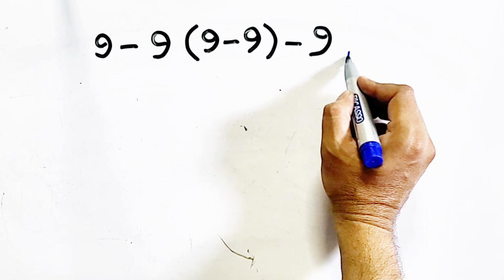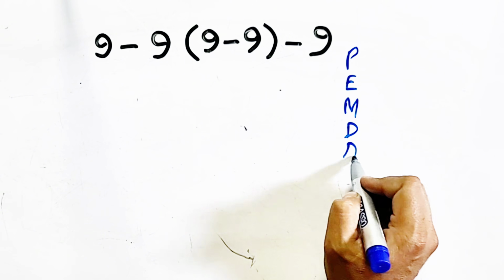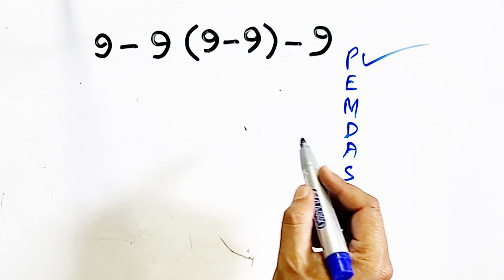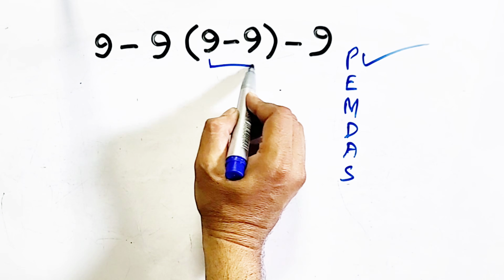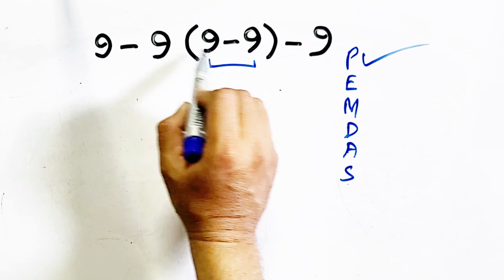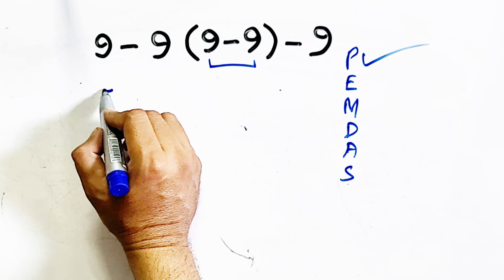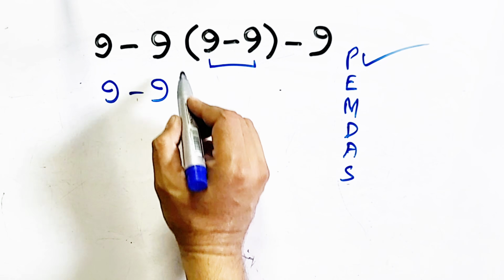First of all, according to this rule, we have to solve parentheses. Parentheses include 9 minus 9. So handle this one because it is the first step according to the PEMDAS rule. 9 minus 9 will be as it is.